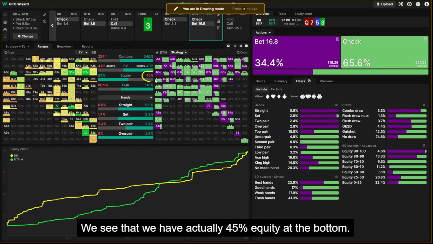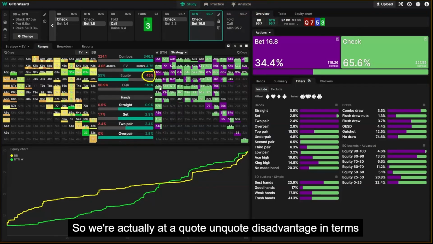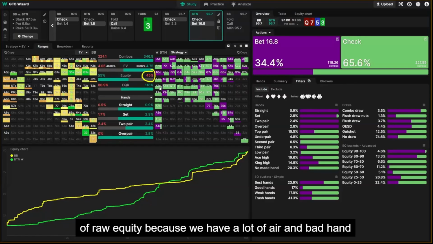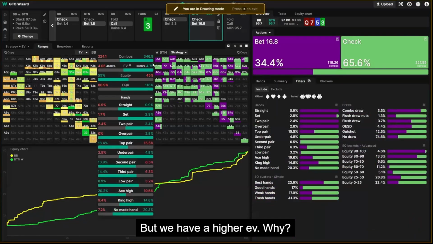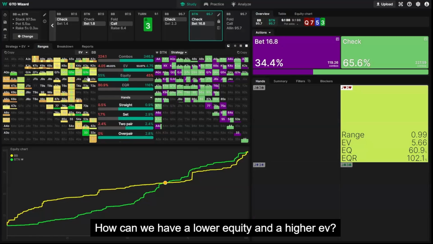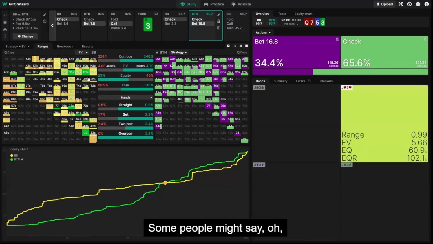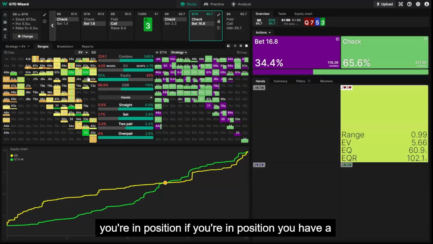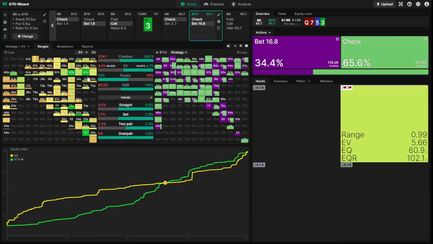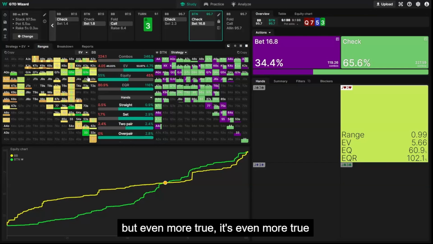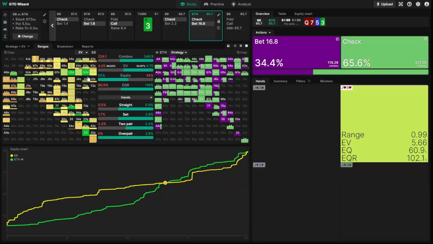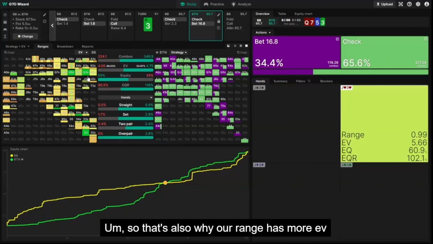we see that we actually have 45% equity as the button. So we're at a quote unquote disadvantage in terms of raw equity because we have a lot of air and bad hands and our opponent doesn't, right? But we have a higher EV. Why? How can we have a lower equity and a higher EV? Some people might say, oh, you're in position. If you're in position, you have a higher EV. That is partly true, but even more true is that a polarized range over realizes its equity and a condensed range under realizes it. So that's also why our range has more EV.